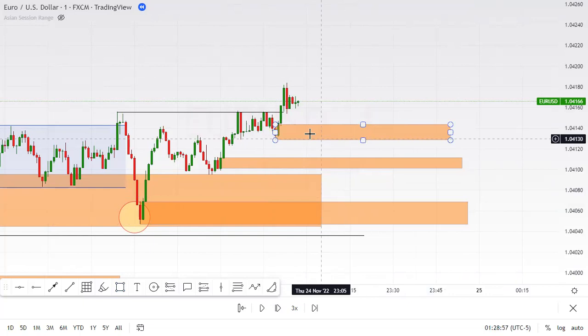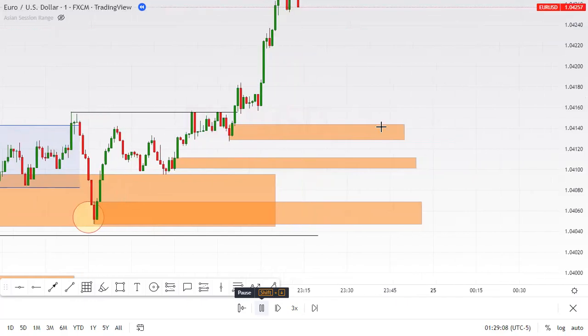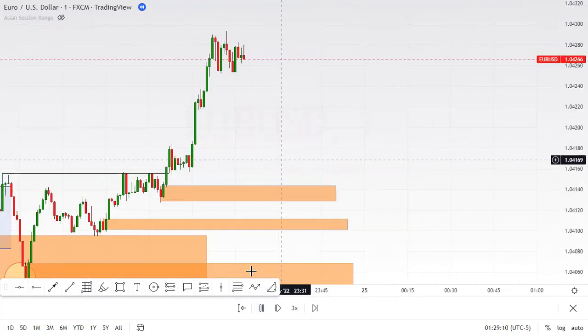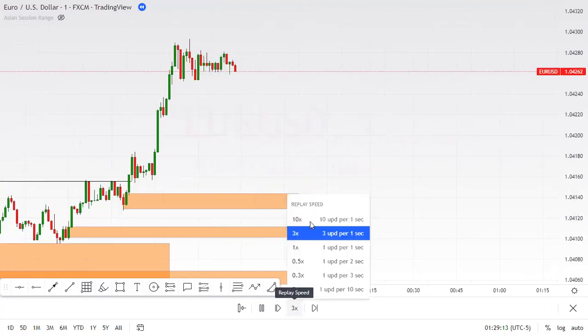So now what are we going to do? We are going to wait for a retracement. Let's see how it plays out. Do we see any retracement here? Let me increase the speed.